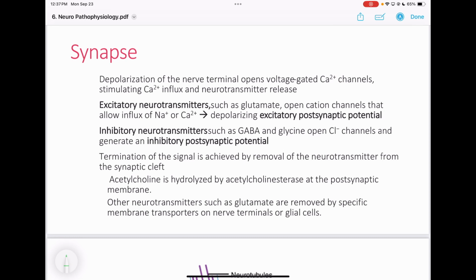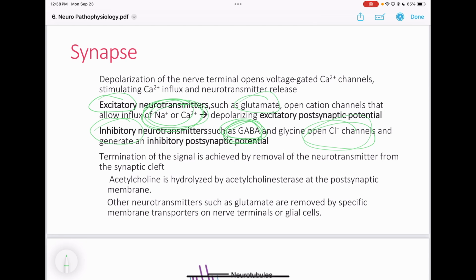Remember, we have excitatory neurotransmitters and inhibitory ones. Make sure you remember the excitatory ones, glutamate is the biggest one in the nervous system. And what they do is allow influx of sodium or calcium. These are positively charged ions. They're going to cause depolarization of that cell. The major inhibitory neurotransmitter is GABA. And remember, GABA opens those chloride channels.